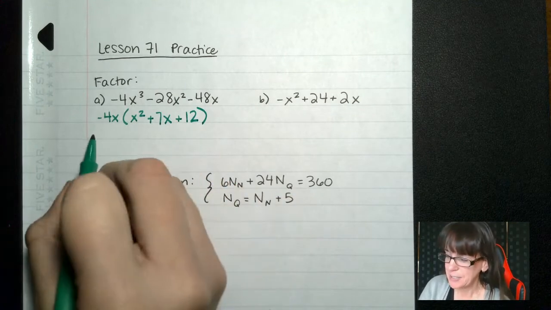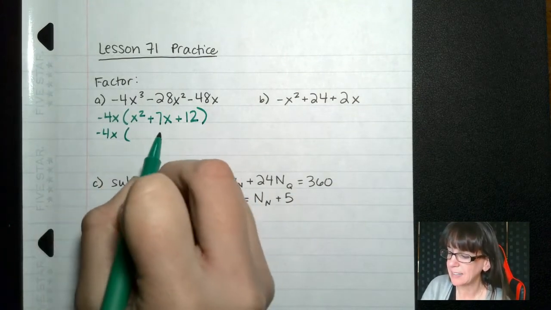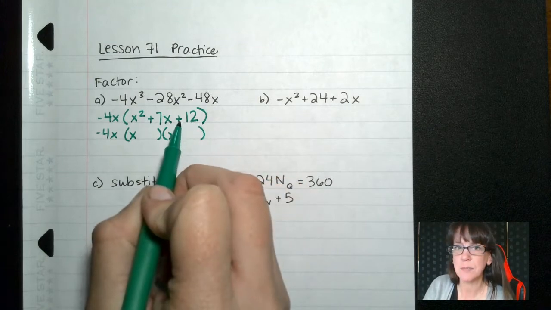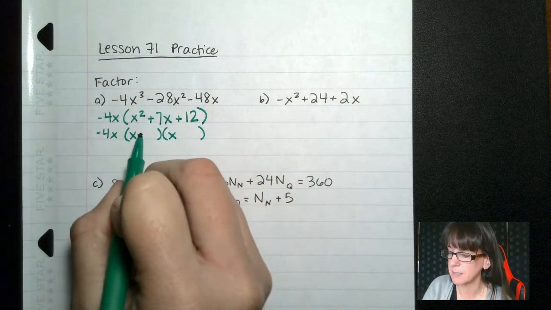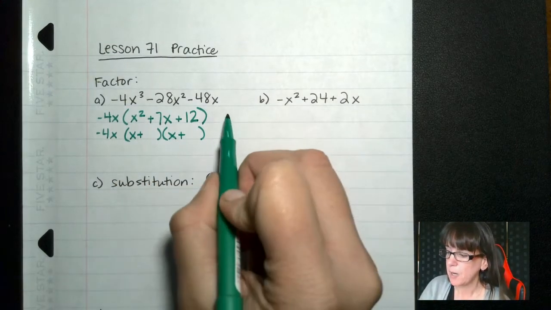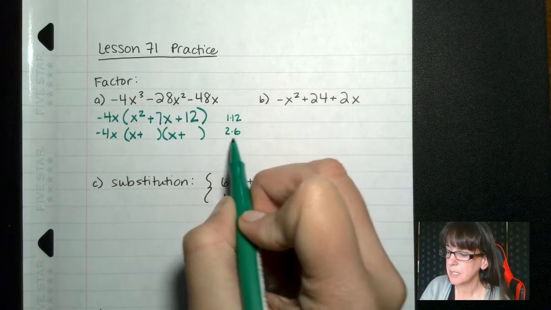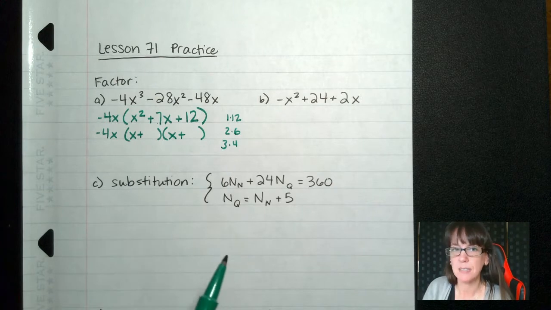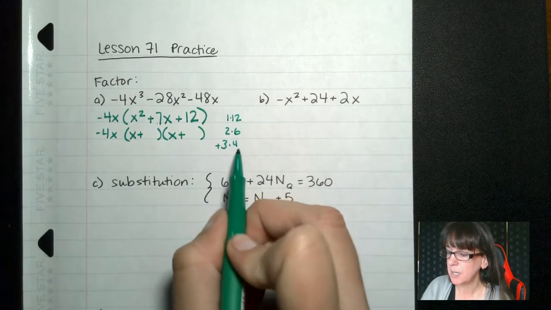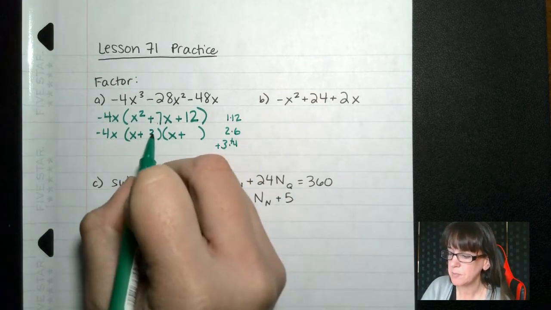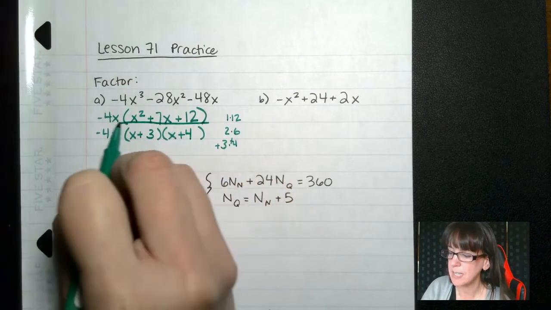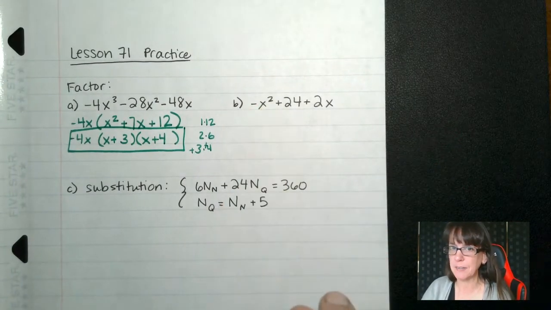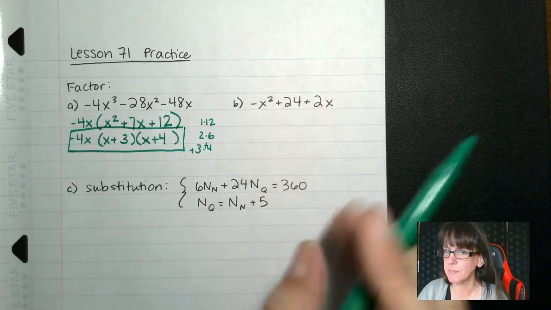So we have negative 4x, and then let's factor this. This tells me same signs. This tells me positive, positive. Factors of 12: 1 times 12, 2 times 6, 3 times 4. I need a positive, positive that gives me positive 7 when added together. Positive 3, positive 4 added together gives me positive 7. So this right here is my factored version. Looking at this, I see a negative in the front. I also see that it's out of order. So let's fix that.